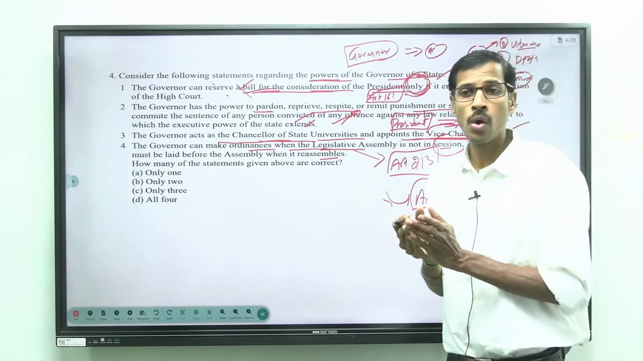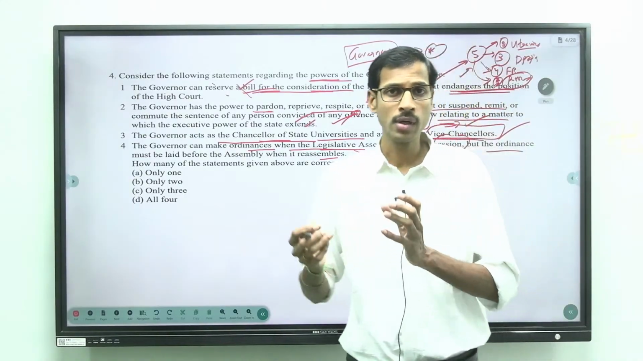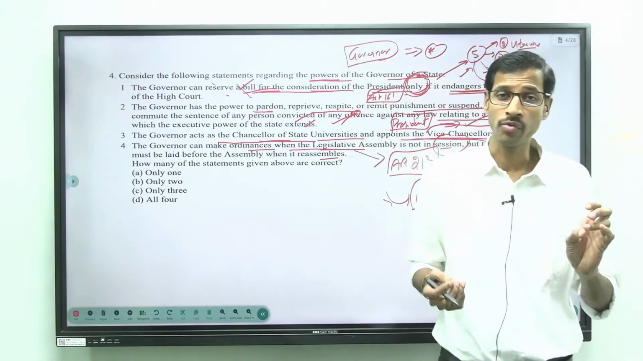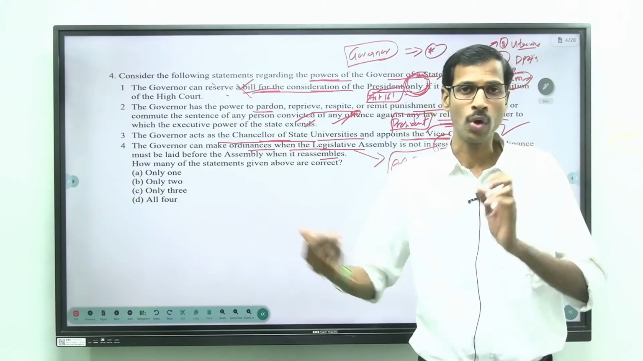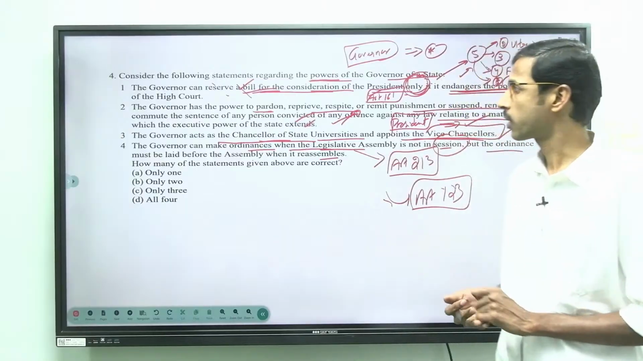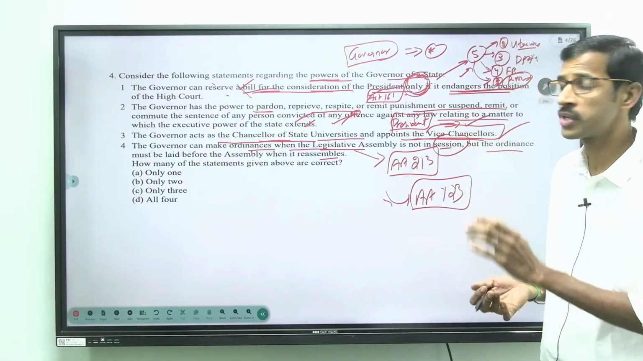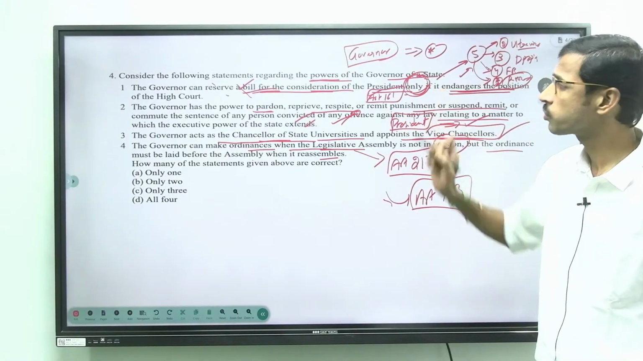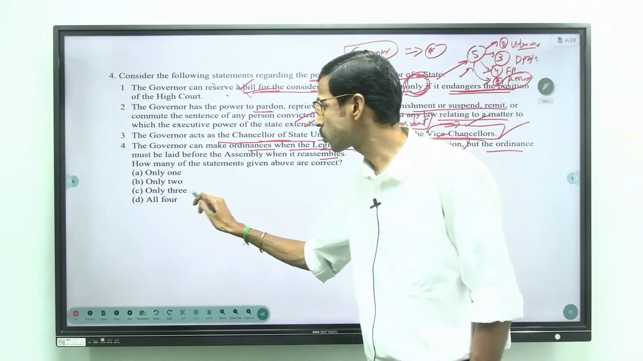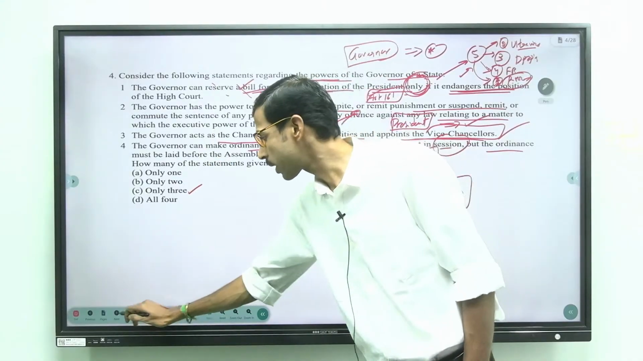Whenever you are reading a topic, we have to relate it to other topics in the polity, then only we can remember. That is the main difference between the powers of the governor and the president here. So only the first option is wrong. Options 2, 3 and 4 are correct.